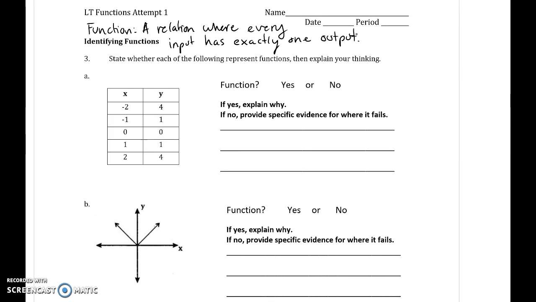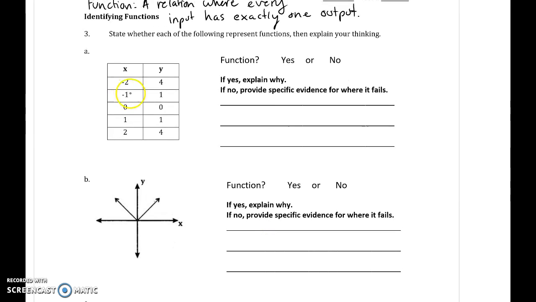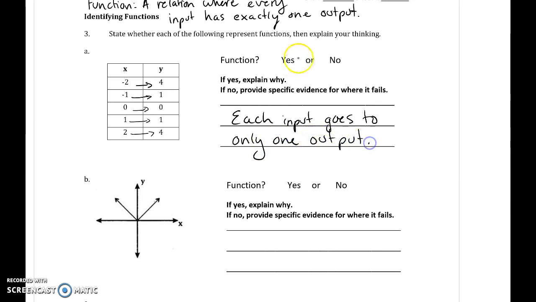Now we just need to be able to think through this definition in terms of our tables and our graphs. So let's look at this table. We have all of these inputs paired with all of these outputs. We see that -2 goes to -4 and to nothing else. -1 goes to 1 and nothing else. 0 goes to 0 and nothing else. 1 goes to 1 and nothing else. 2 goes to 4 and nothing else. So each of our inputs is only paired with one output, and that fits our definition for a function. Each input goes to only one output. And I would circle yes here.